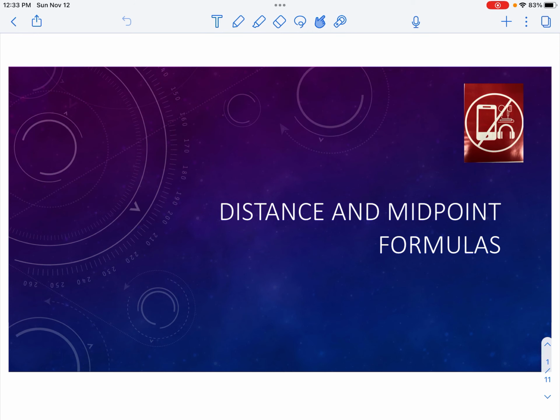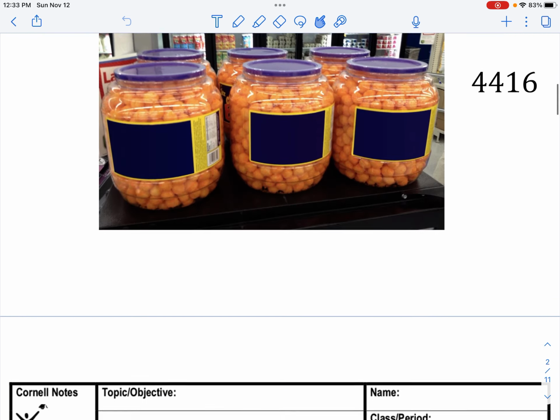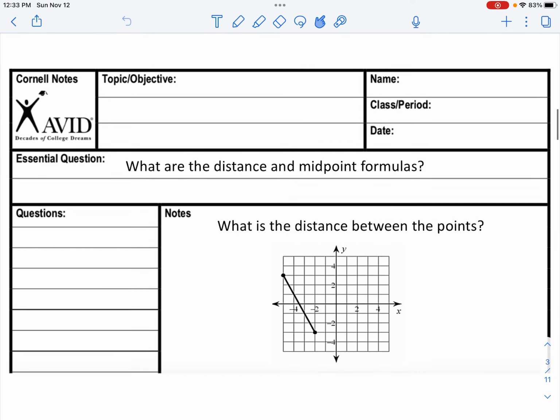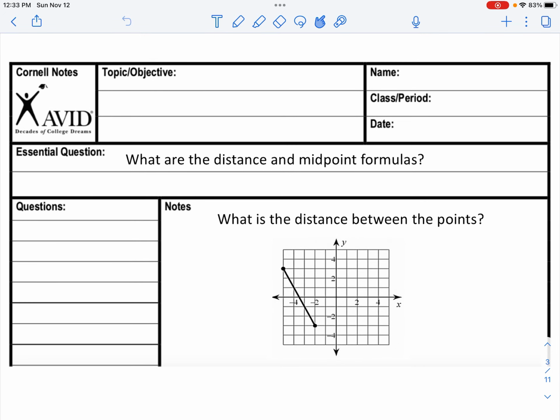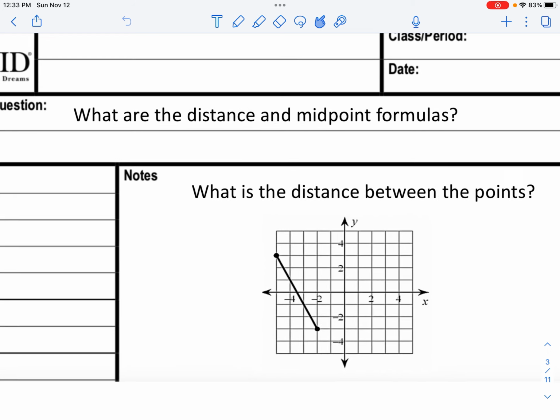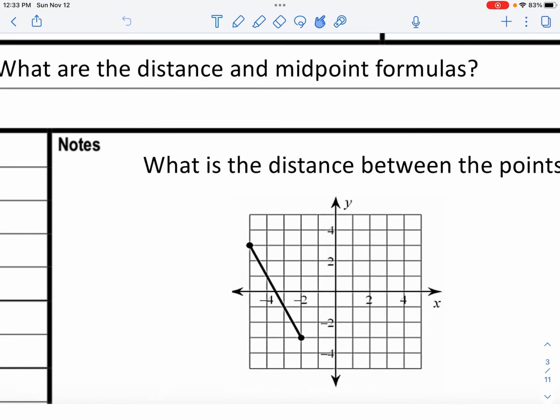Okay, so we're going to talk about the distance and midpoint formulas in this lesson. All right, so how do we find the distance between 2 points? And in this graph, you can see I have a couple of points. How can I figure out what the distance is?